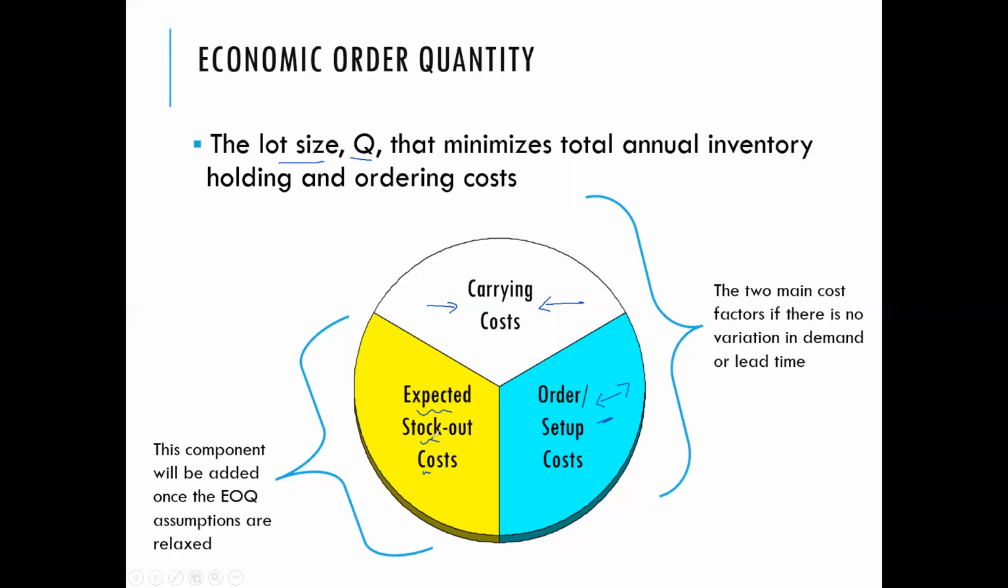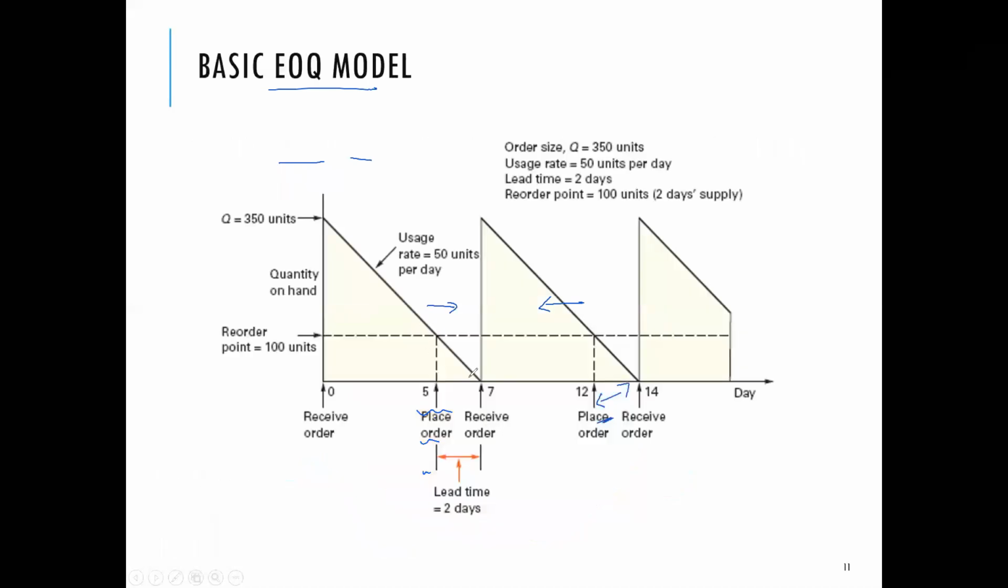Why is that? Again, I'll repeat my statement. In the EOQ model, there are no stockout costs. The reason is because there are no stockouts in an EOQ model. Why are there no stockouts? Because the demand is fixed and the lead time is fixed as well. Since we are assuming that there are no changes in demand and no changes in lead time, there is no chance of a stockout happening.